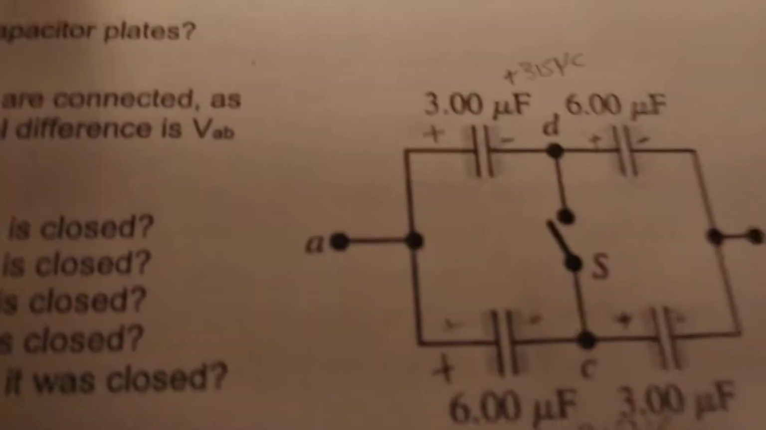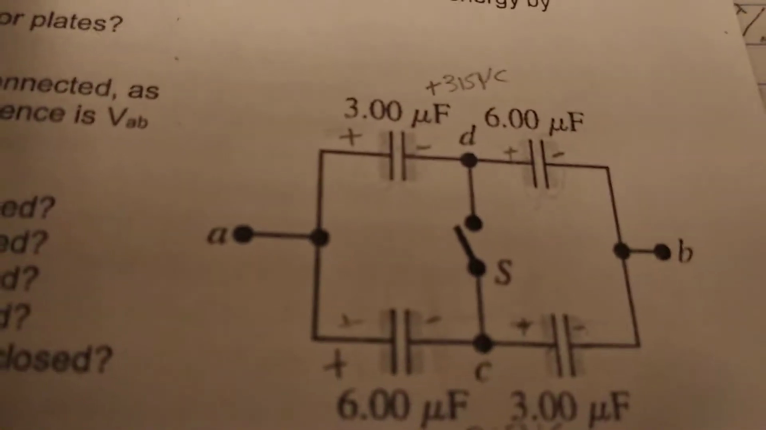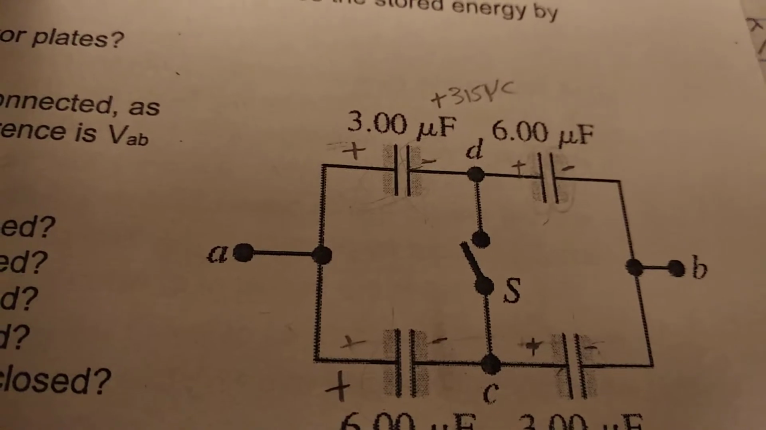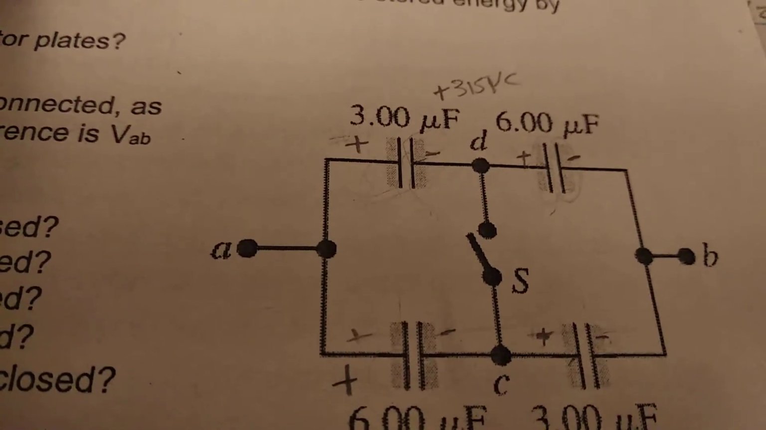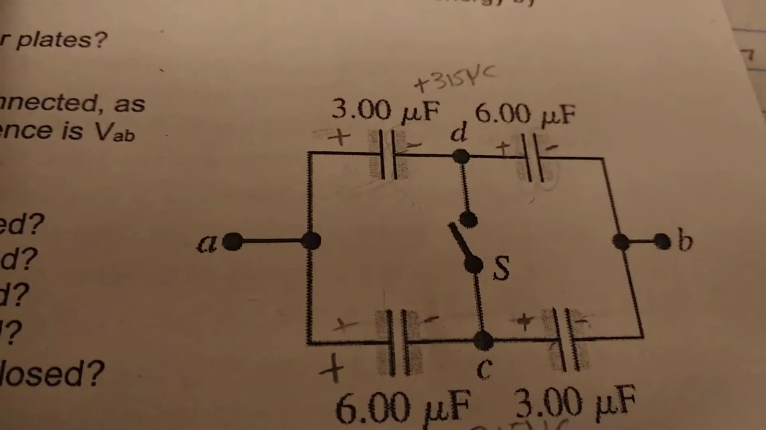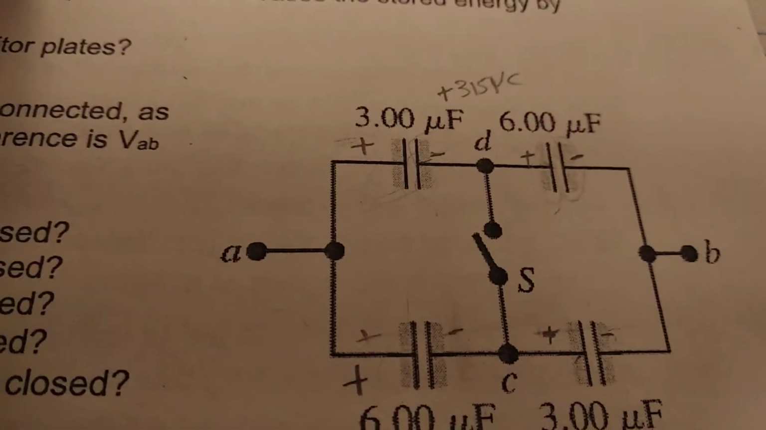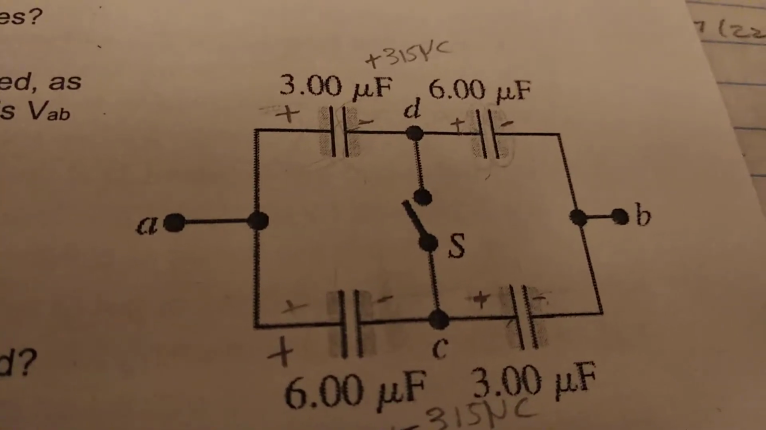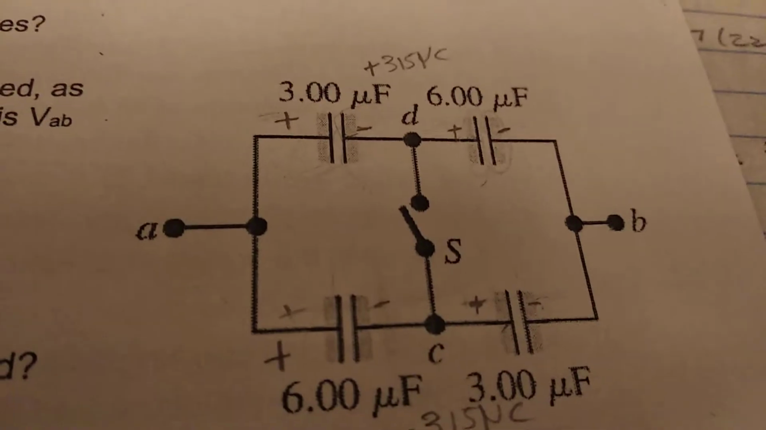Okay, for 7F, they want to find the change in charge as you close the switch. So to find the amount of charge that flows through S, it'd be helpful to first know the amount of charge that's on the capacitors before the switch is flipped. And my hands are shaky. Let's see.